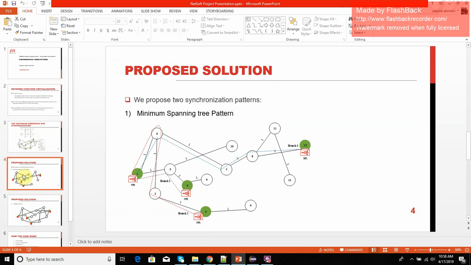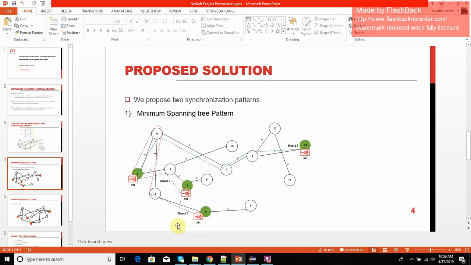So, we proposed a solution to minimize the synchronization cost between VNF instances of the same type. We consider implementing synchronization patterns that try to minimize the synchronization cost. Each pattern has a different technique to calculate the synchronization cost. The first pattern is the minimum spanning tree. After implementing Prim's algorithm on the previous topology, we will get this graph. This graph is the minimum spanning tree.